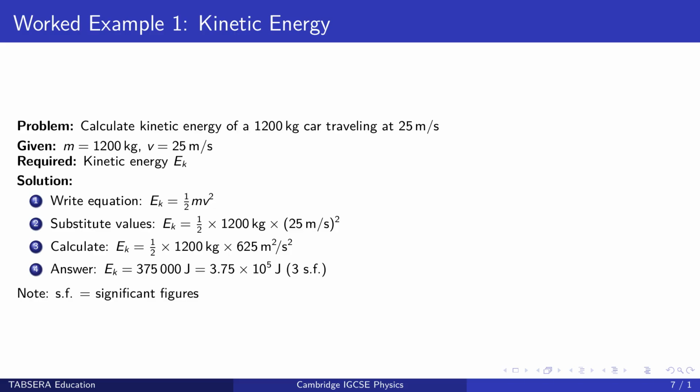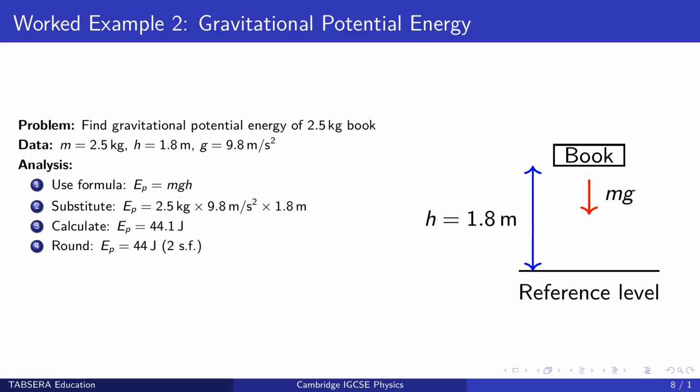Step 2. Substitute the values. We write Ek equals 1/2 times 1200 kilograms times 25 meters per second, all squared. Step 3. Calculate. 25 squared equals 625. So Ek equals 1/2 times 1200 times 625. Step 4. State the answer. The result is 375,000 joules, or 3.75 times 10 to the power 5 joules to 3 significant figures. Example 2 applies gravitational potential energy calculation.